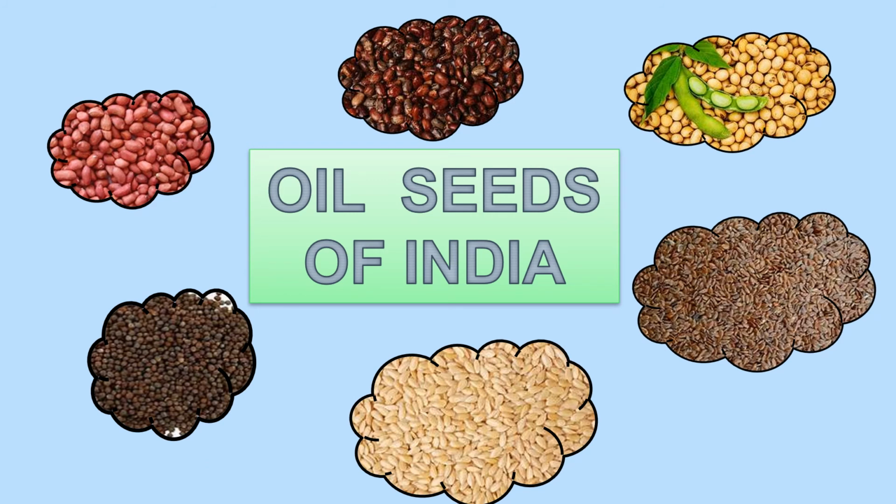Children, India is the largest producer of oilseeds in the world. Main oilseeds produced in India are groundnuts, mustard, coconut, soya beans, castor oil, etc. Most of these are edible and are used for cooking purposes.